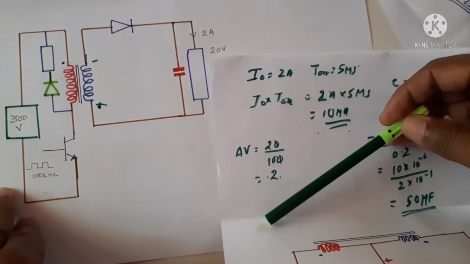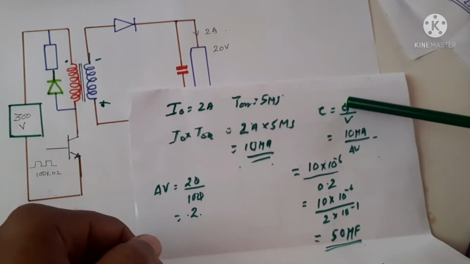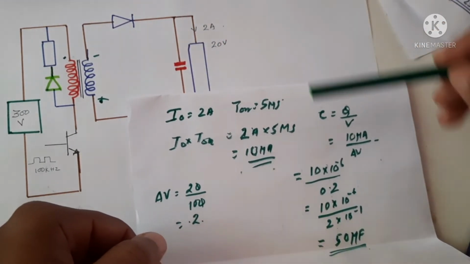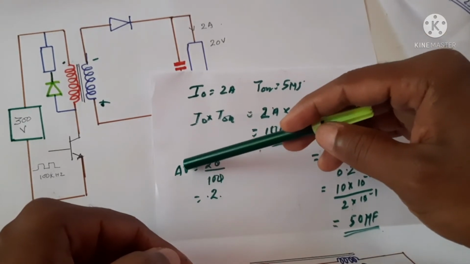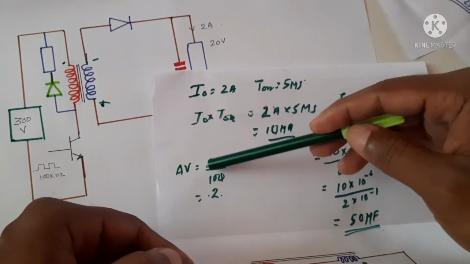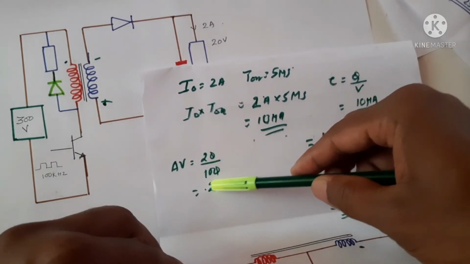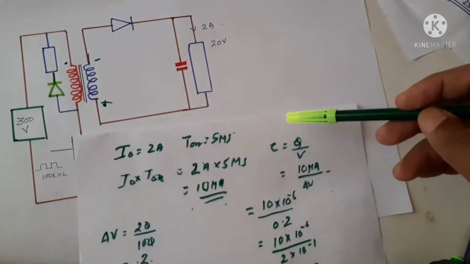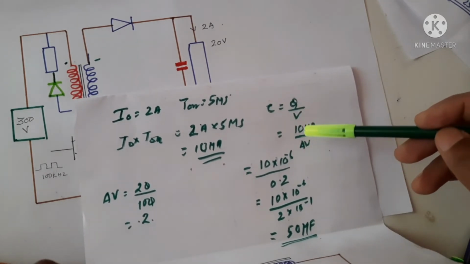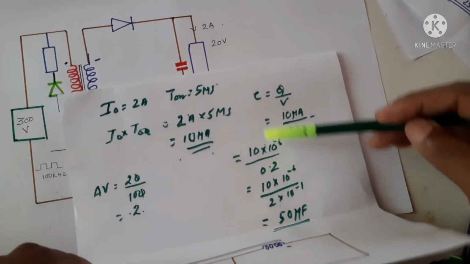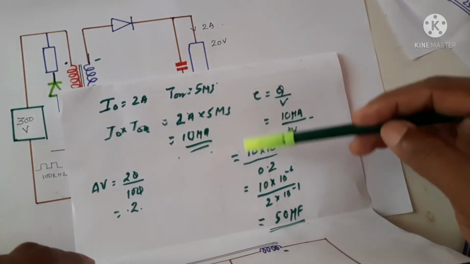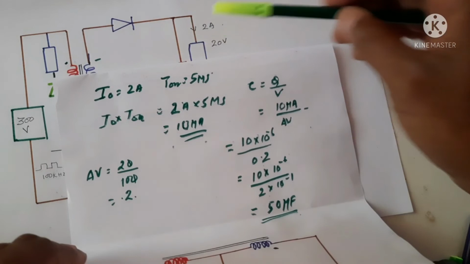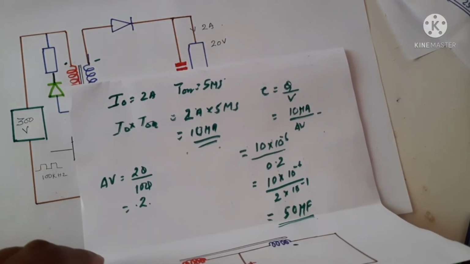Capacitance is equal to Q by V, the charge divided by the change in voltage. If that charge is supplied by this capacitor, with the output voltage being 20 volts, we want only a change of 1/100th of 20 volts, that is 0.2 volt. The change in voltage we want is only 0.2 volt. So if we put these values, Q is 10 microcoulombs and delta V, the change in voltage in the capacitor because of this current flow, is 0.2 volt. If we calculate, around 50 microfarad capacitor is needed to provide that much current. This is how we are calculating the value of the capacitor.